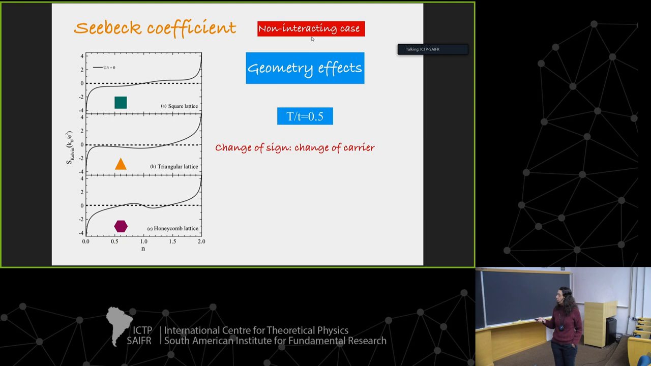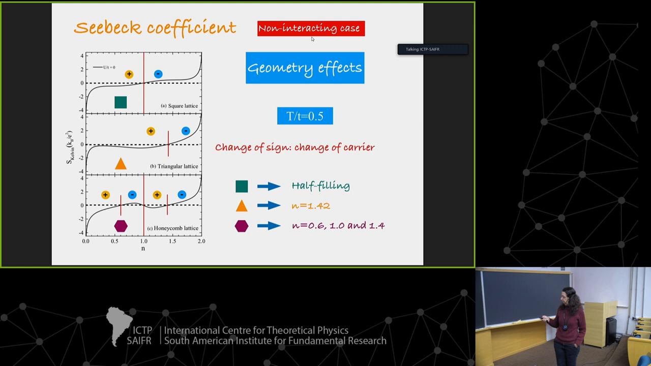For the square lattice, in the U equals zero case, we see only one change in sign, at half filling. Below half filling we have holes, and above, electrons. For the triangular lattice, this change in carrier occurs at a different density, 1.42, marked here. The honeycomb lattice is more interesting as we have three changes. Here at 0.6 and 1.4 we have extra changes in the coefficient, and also at half filling due to particle-hole symmetry.